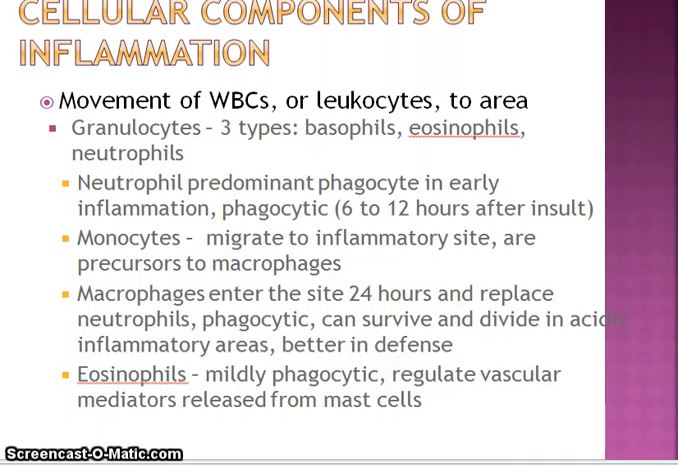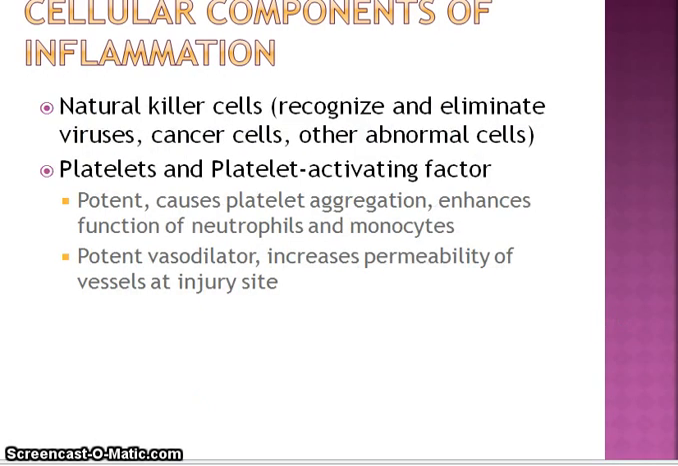So they're a sturdier white blood cell to fight for defenses. Eosinophils are mildly phagocytic. They tend to get released as part of the vascular mediators from the mast cells. We see them a lot in allergic reactions. We also use natural killer cells. They recognize and eliminate things like viruses, cancer cells, or even abnormal cells in our body that aren't growing properly.